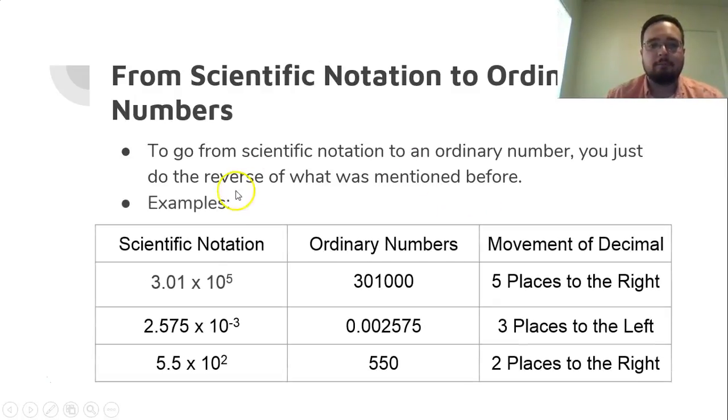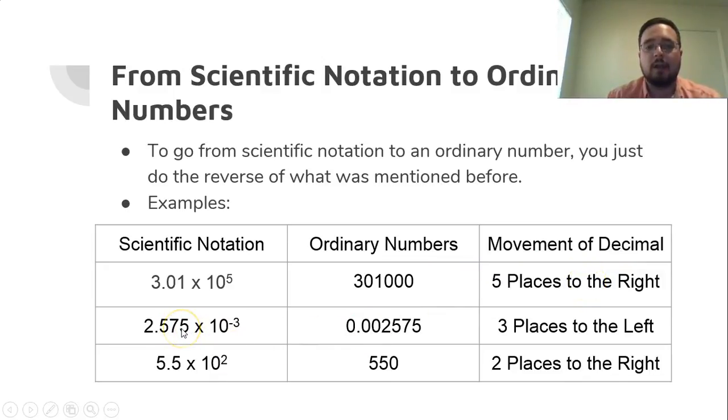So a couple examples. If I had scientific notation of 3.01 times 10 to the 5th, I know it's a positive number, which means I had to move the decimal from the right to the left. But to go to ordinary number, I have to move the decimal from left to right now. So I move it back 5 places. So the decimal was originally here. You go 1, 2, 3, 4, 5. So that's why you had to move 5 places to the right. So the reverse of what you did for scientific notation.